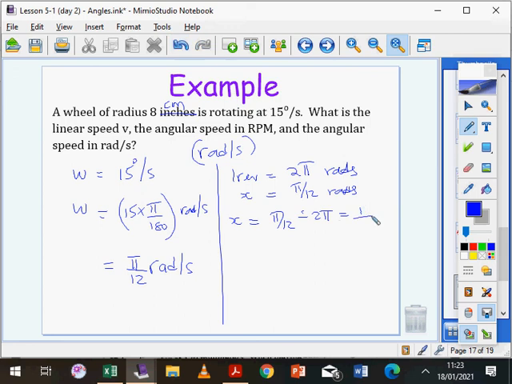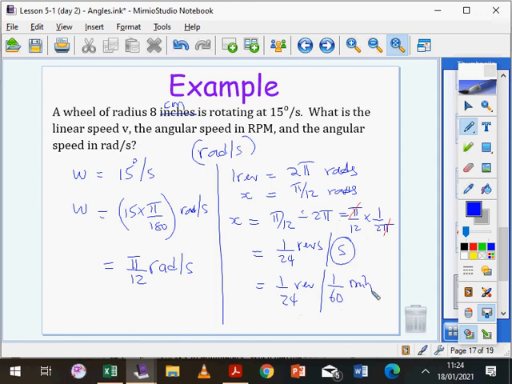If I do the KFC, I know some of you might be confused. It's pi out of 12 times 1 out of 2 pi, right? The pi cancels out, and then you're left with 1 out of 24 revolutions, right? So 1 out of 24 revolutions. What about seconds? How do I change seconds to minutes? My answer is currently in revolutions per second, but I know that 1 second is 1/60th of a minute, right? So it's 1 out of 24 revolutions divided by 1/60th of a minute.